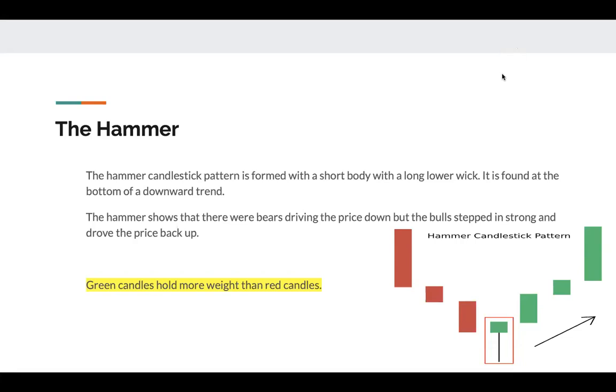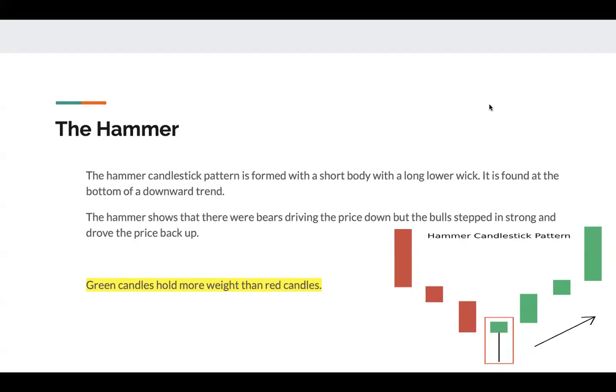So the number one candlestick is the hammer. This is my favorite candlestick. I actually used this candlestick today on SPY when SPY made that pump. Right when it sold off this morning, and then it came back and made a pump, I caught a trade off of this candlestick pattern.